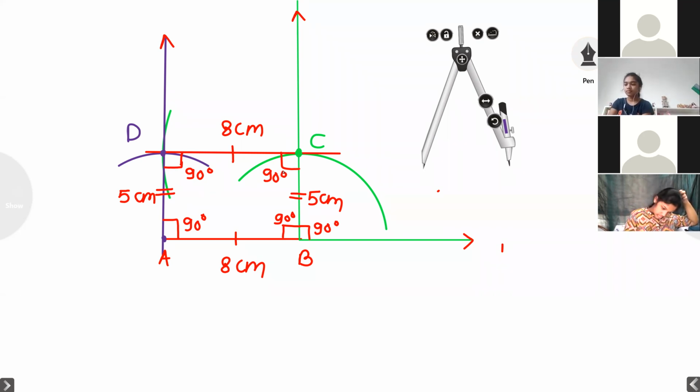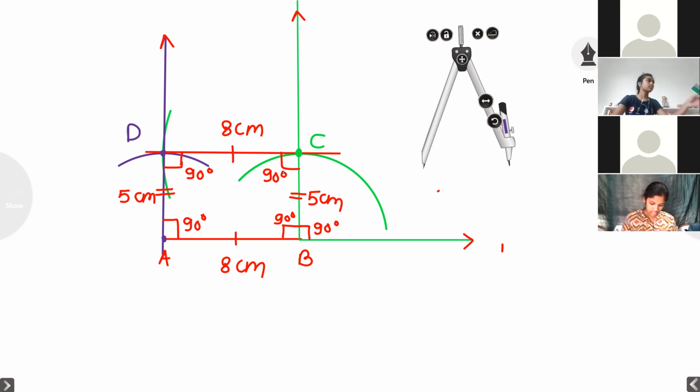Again, I'm repeating how to do this construction. Firstly, I want to draw one line segment AB of 8 centimeter. Again, take B as a center and construct a 90-degree angle using a protractor. Why are we constructing a 90-degree angle? Because that is the property of a rectangle. Each and every angle is a right angle, or 90-degree.